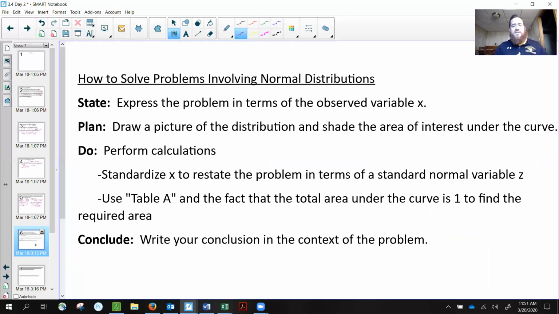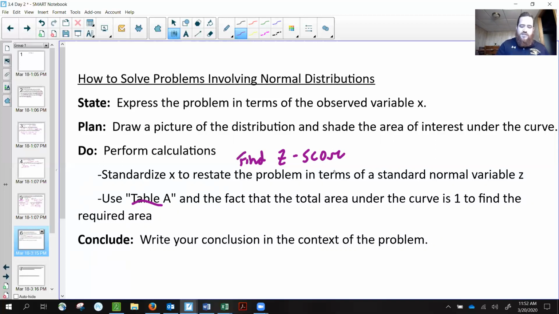And then do, perform calculations. Standardize x to restate the problem in terms of normal distributions variable z. So you need to find the z-score, basically, which we know how to do. We did that last chapter. I'll show you how to do that again on here. And then use table A. That's that table we've been using. In fact, the total area under the curve is 1 to find the required area. So what we've been doing up above. Once we find that z-score, it's everything that we just did. Then write your conclusion in context of the problem.